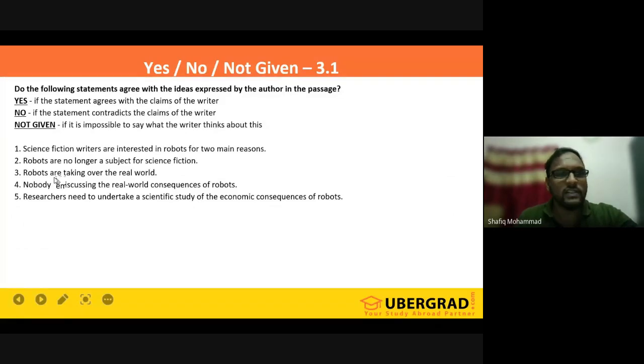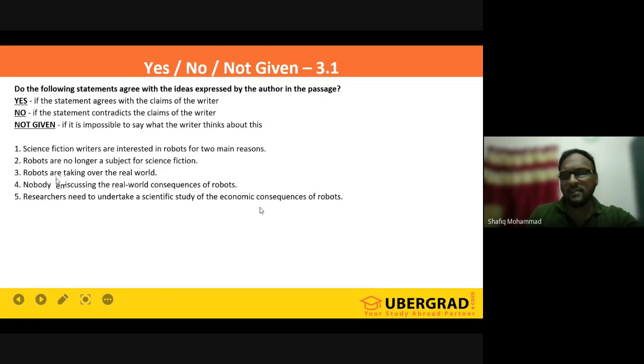Okay. What I was telling is, the third question's answer is not given, because in the present scenario we don't know whether robots are taking over the real world. No, we don't know what they're doing. Okay. Next, fourth one. Nobody is discussing the real world consequences of robots.